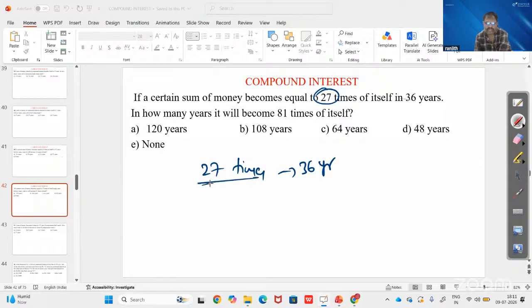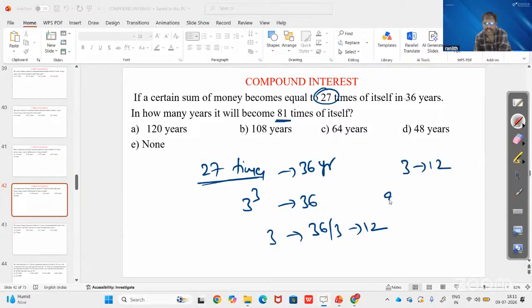So 27 can be written as 3 cube. 3 cube equal to 36, then 3 equal to 36 by 3, which is 12. Then 81 can be written as 3 power 4, where 3 equal to 12. So that is 12 into 4 equal to 48. Yes, answer is 48. Next question.